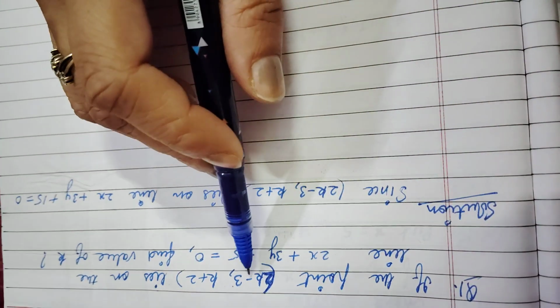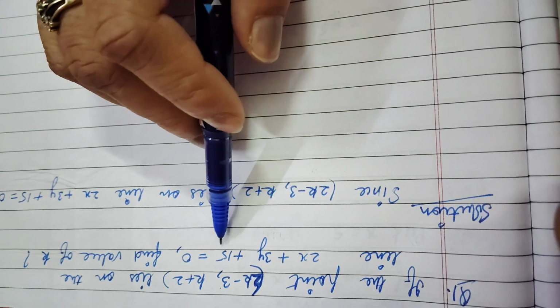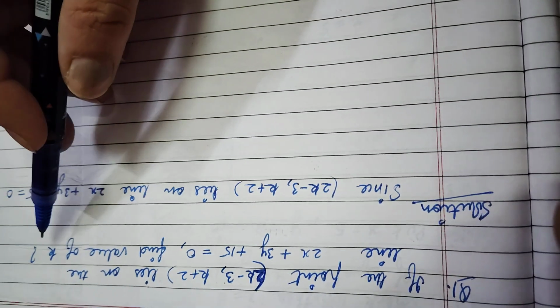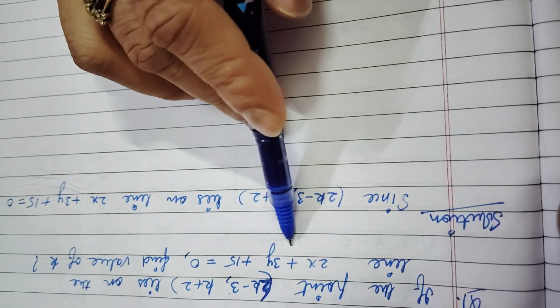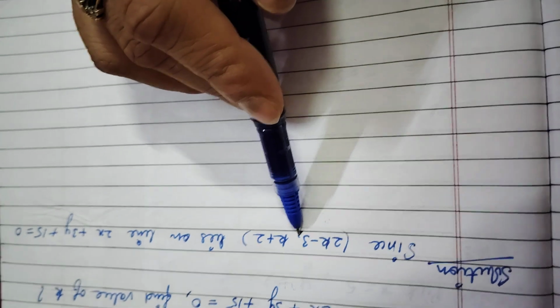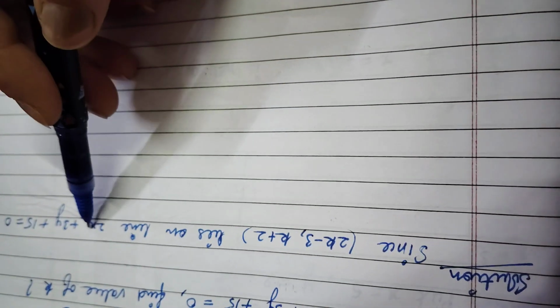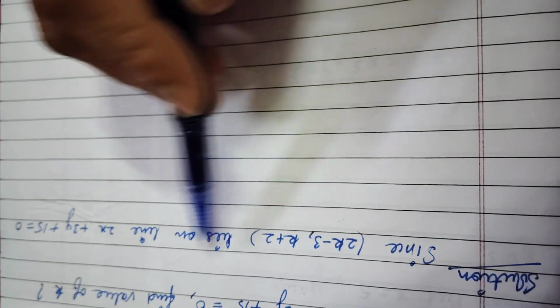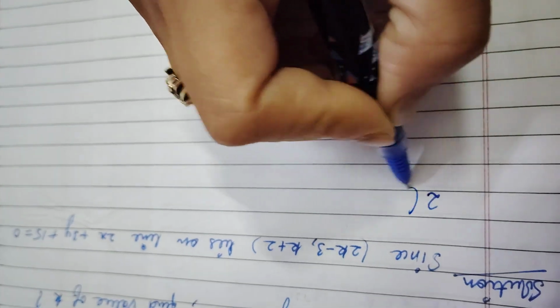If the point (2k minus 3, k plus 2) lies on the line 2x plus 3y plus 15 equal to 0, then find the value of k. If it is a solution, it lies on this equation. That means since (2k minus 3, k plus 2) lies on this equation, we can put the value of x as 2k minus 3 and y as k plus 2. Now put the values here.